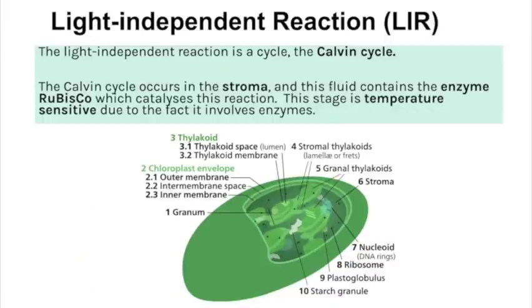Those two molecules are used in the light-independent reactions, also known as the Calvin cycle. This occurs in the stroma. It requires enzymes, and the enzyme Rubisco is the enzyme that you need to know.